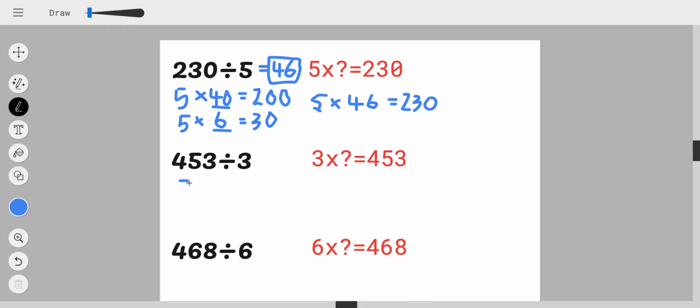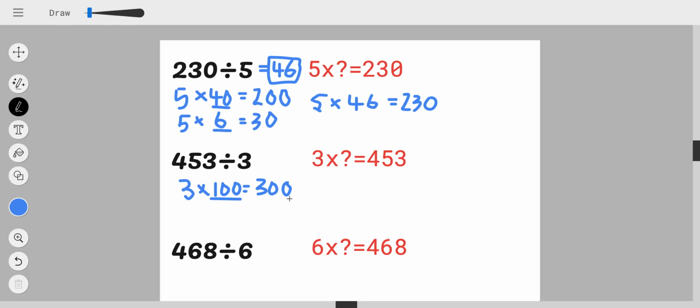So I'll go 3 times what equals 300. And I know that 3 times 100 is equal to 300. So I've kind of done that bit. But now what I need to do is I need to think, well, what have I got left? If I've already chunked the 300, then I'm going to have an extra 153 left. All right, so 153. What sort of chunks can I take out of that?